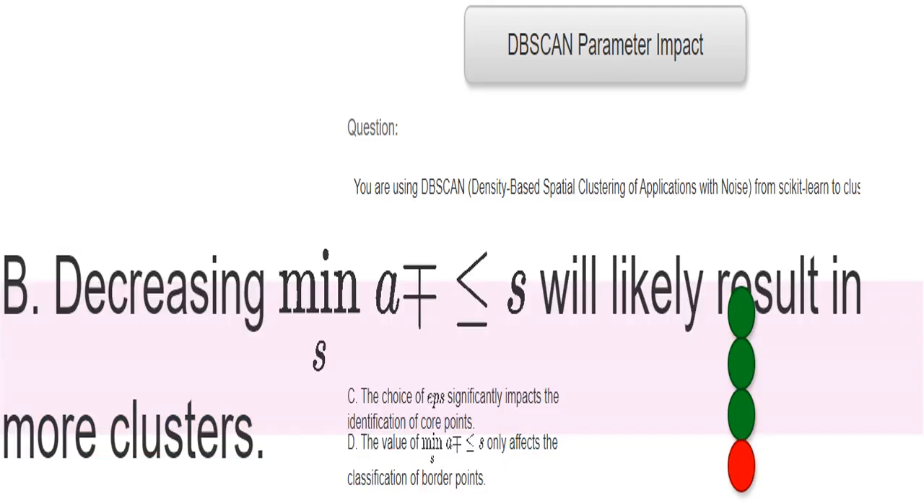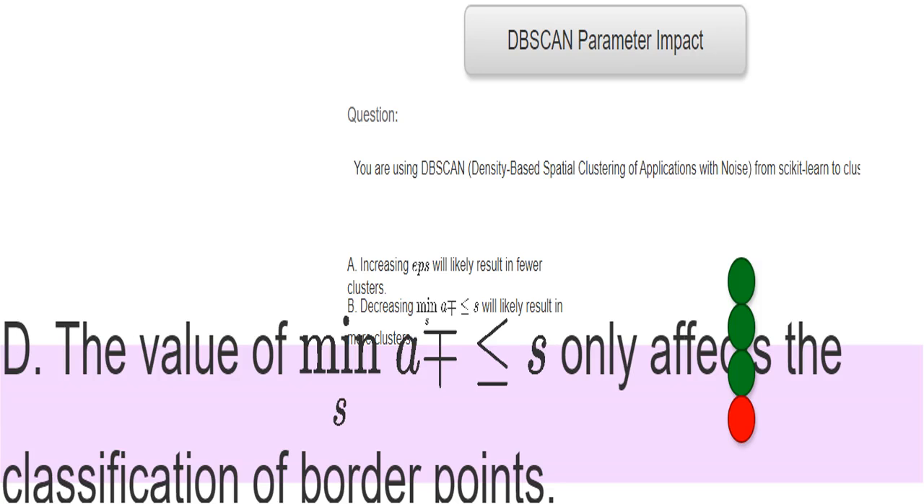You got it. The min_samples parameter sets the minimum number of points needed to form a dense cluster. If I lower that number, it becomes easier to form clusters because fewer points are required to satisfy the density criteria. Nope, this statement is incorrect.